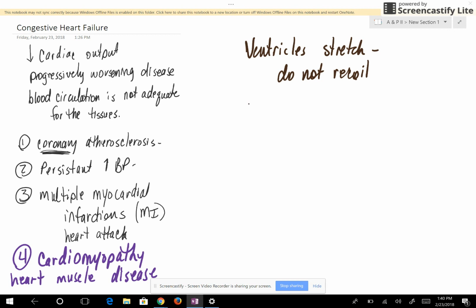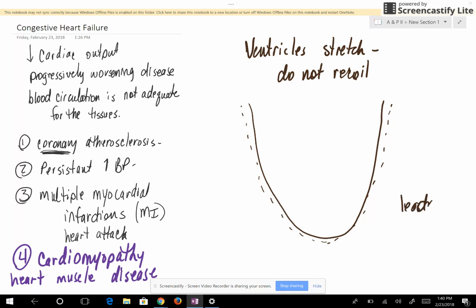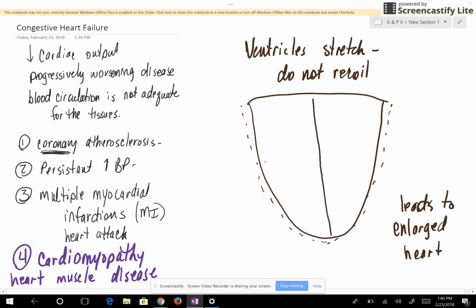So what happens to the ventricles? We learned earlier with Starling's law that when the ventricles stretch, they accommodate more blood and they recoil with a greater force. With cardiomyopathy, the ventricles stretch and they accommodate more blood, but they're not going to recoil with a greater force. So this is going to lead to an enlarged heart. The reason that the heart is enlarged is because blood is backing up into the heart.